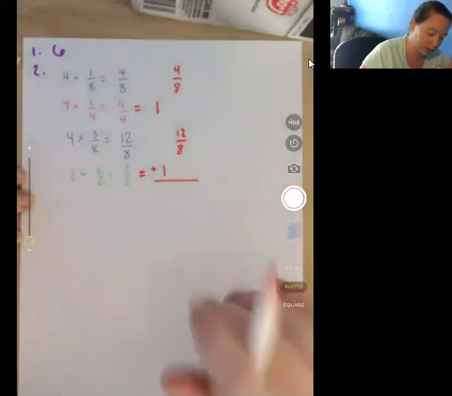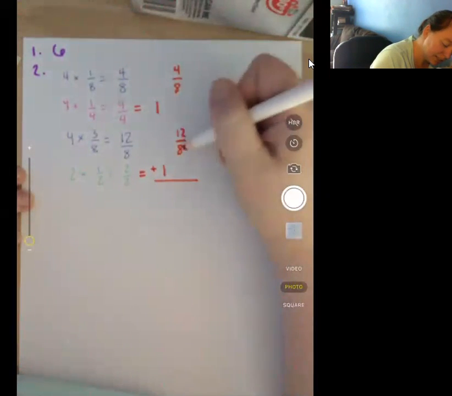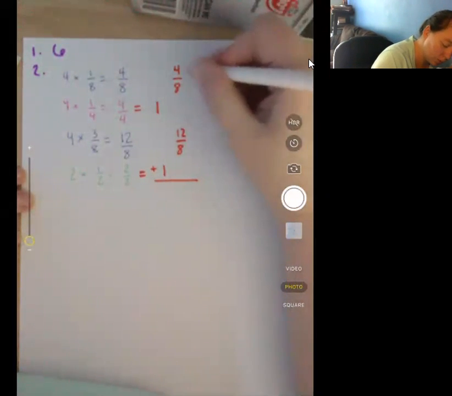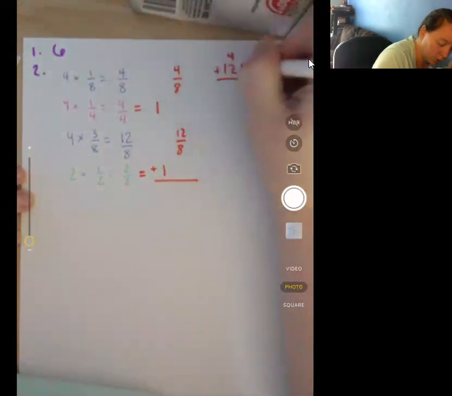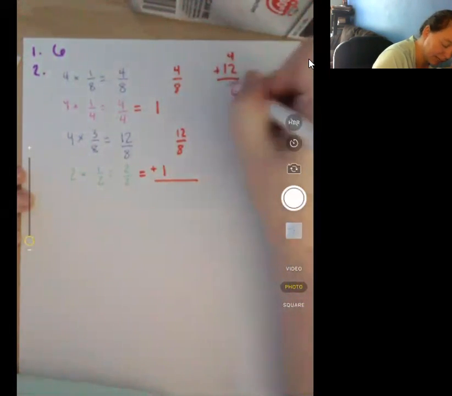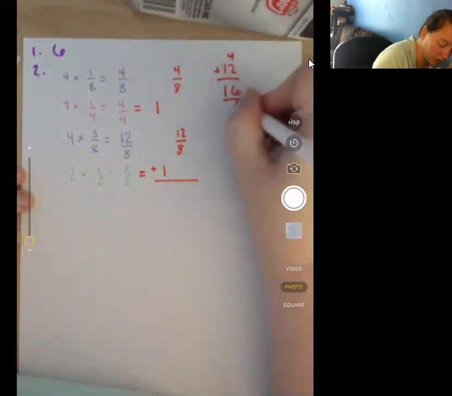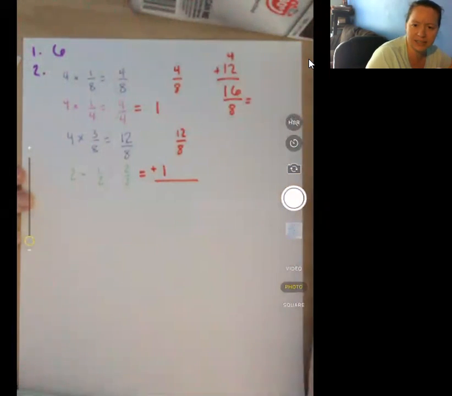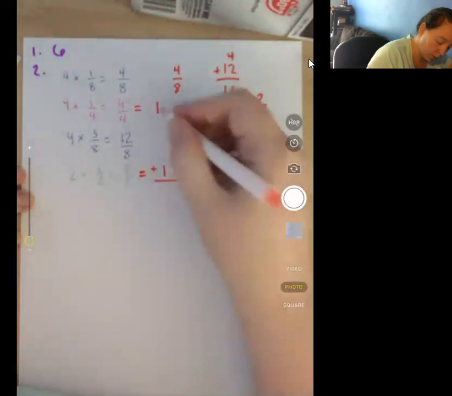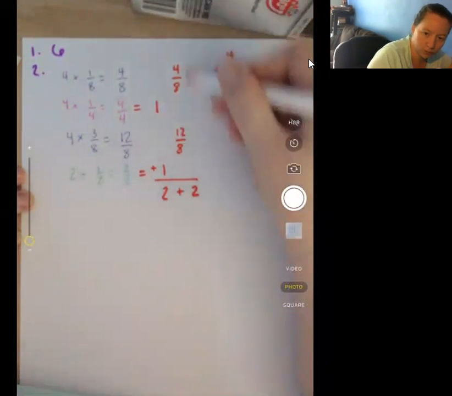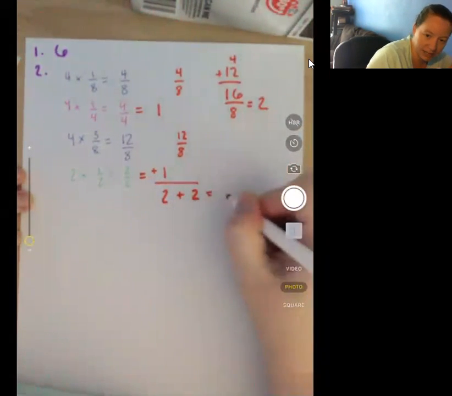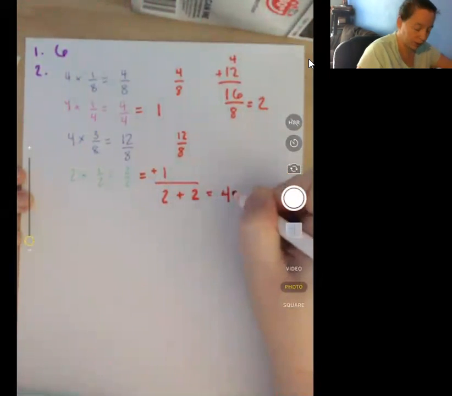We can totally do this. This has the same denominator, so I'm going to add the numerators. 4 plus 12. 4 plus 2 is 6, 1. All of this goes over 8. What is 16 divided by 8? 2. So 1 plus 1 is 2, plus the 2 from this side, which gives us a 4.